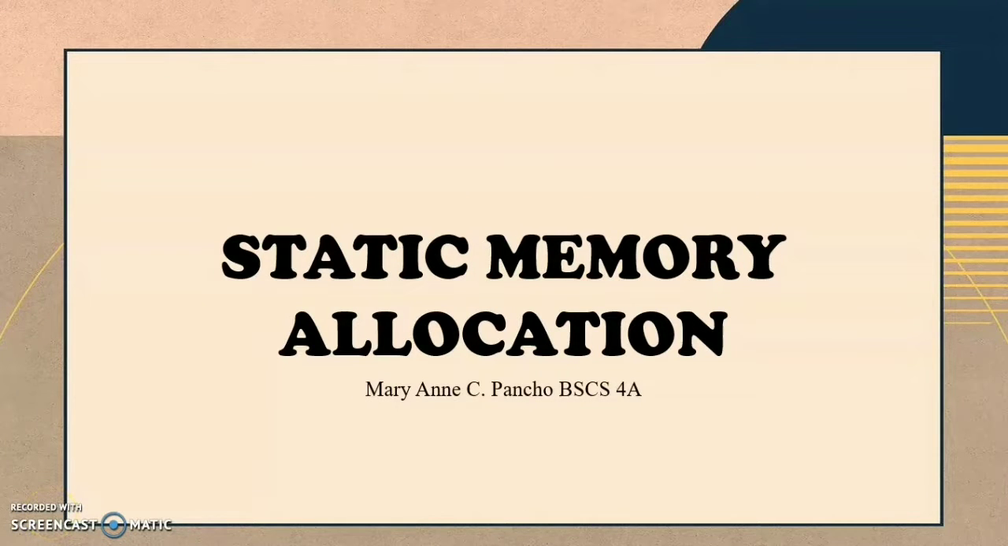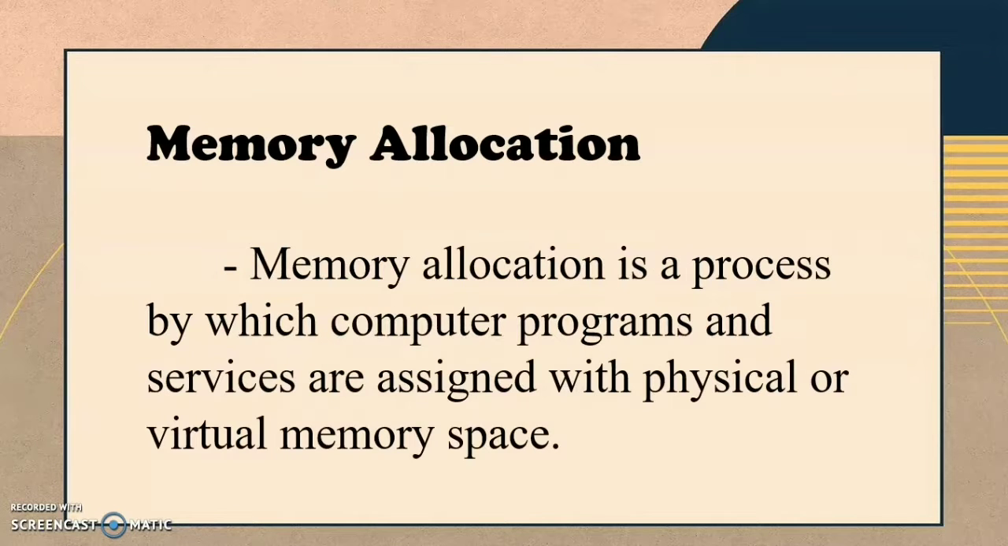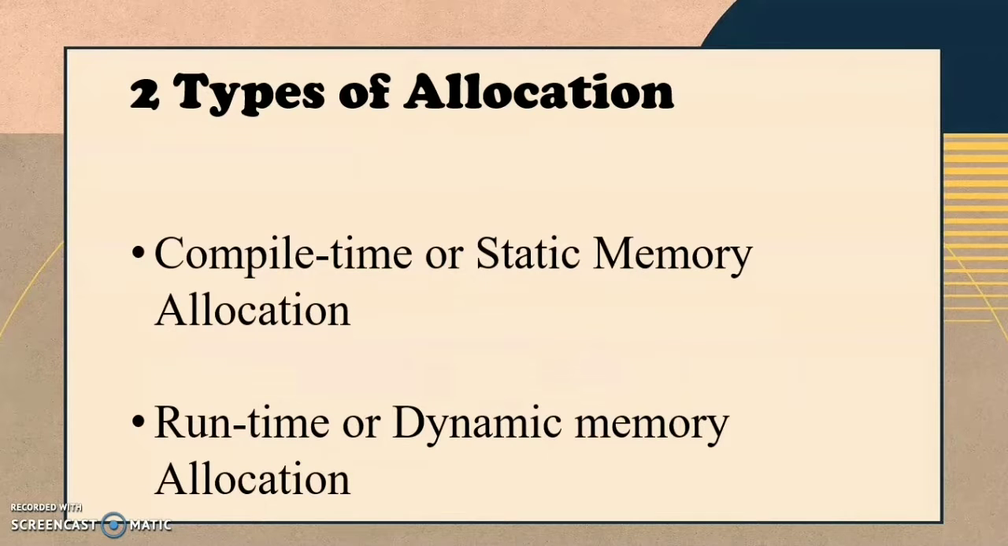My topic for today is static memory allocation. Memory allocation is a process by which computer programs and services are assigned physical or virtual memory space. The memory allocation is done either before or at the time of program execution. There are two types of memory allocation. First is compile time or static memory allocation, second is runtime or dynamic memory allocation.